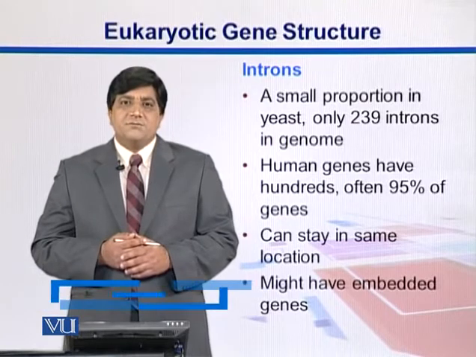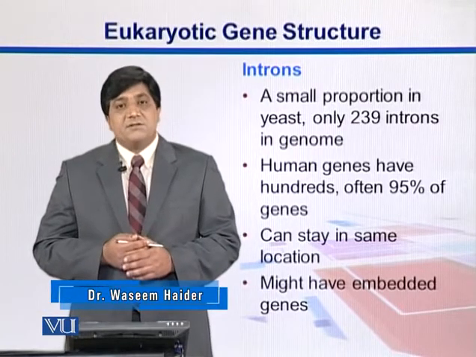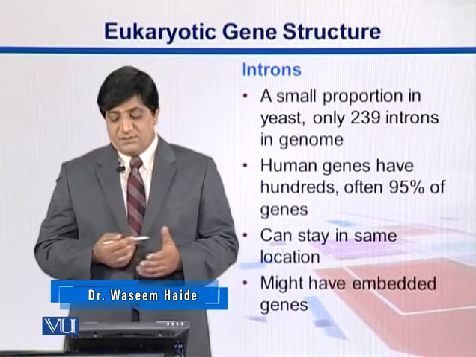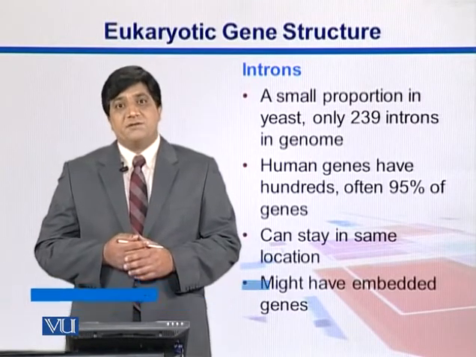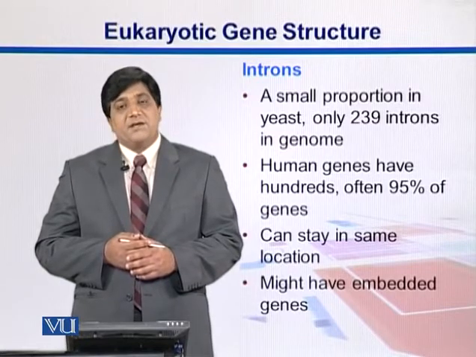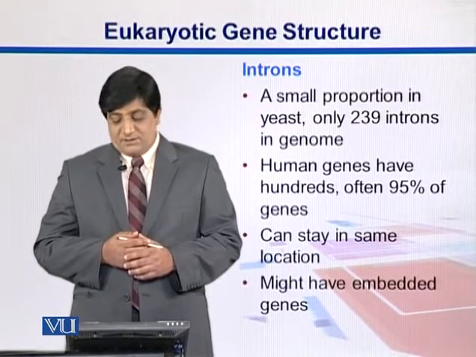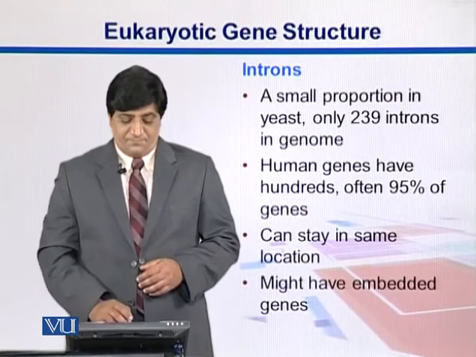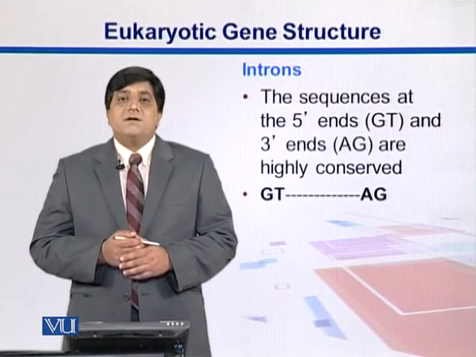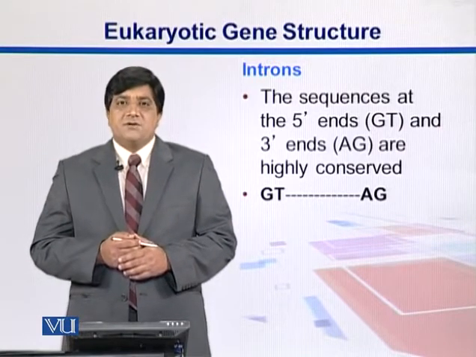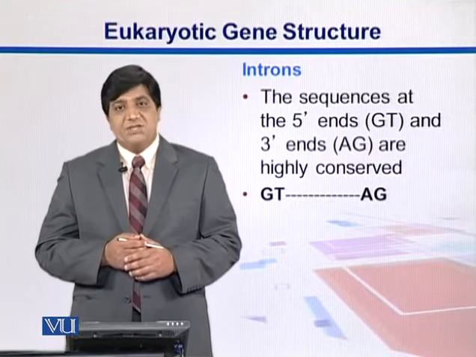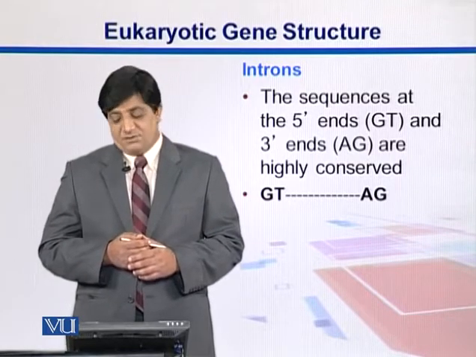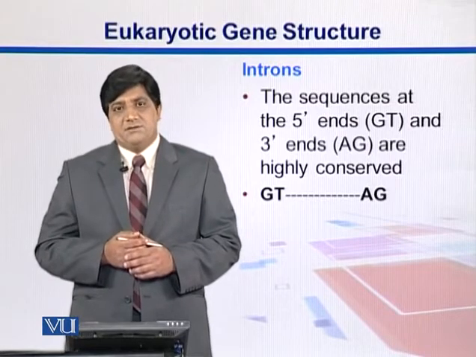Introns contribute very little in yeast, where there are only 239 introns in the genome, whereas in humans they may make up to 95% of the genome. So they can stay in the same location, and sometimes introns also have some embedded genes in them. Introns can be distinguished by the presence of GT at their 5' end, whereas AG at their 3' end.